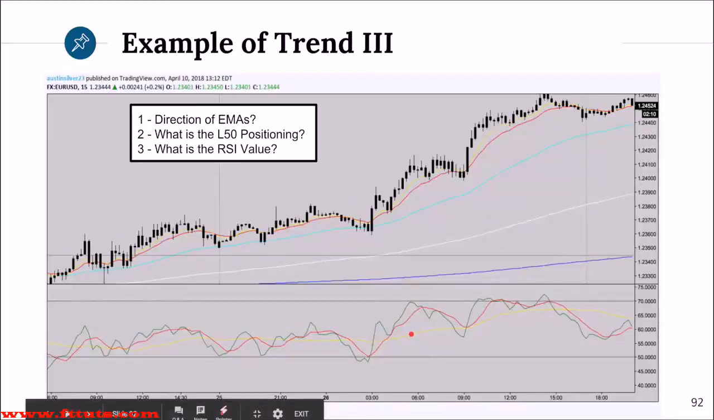Let's do another example here. Direction of the EMAs. What is the liquid?